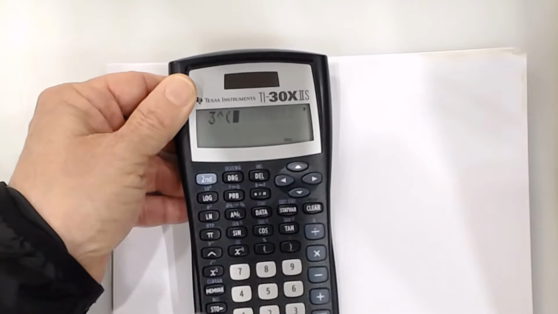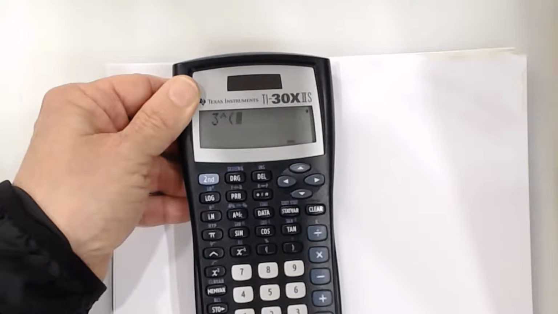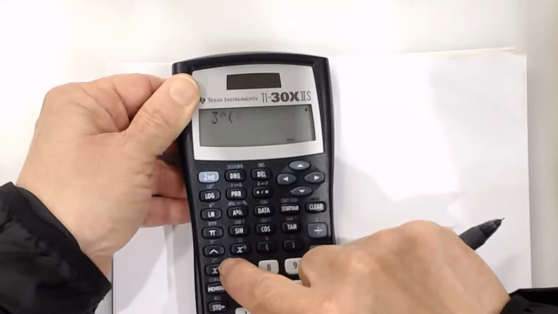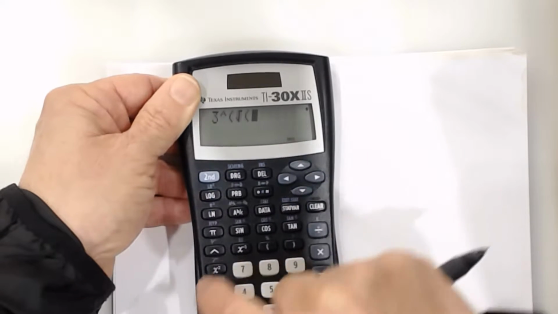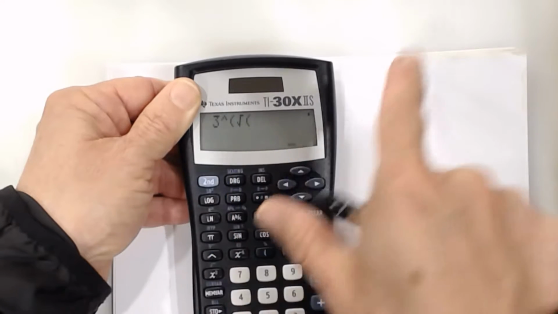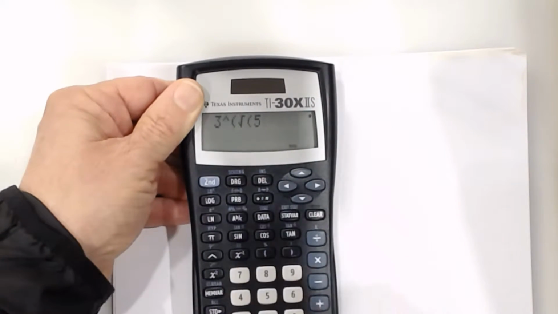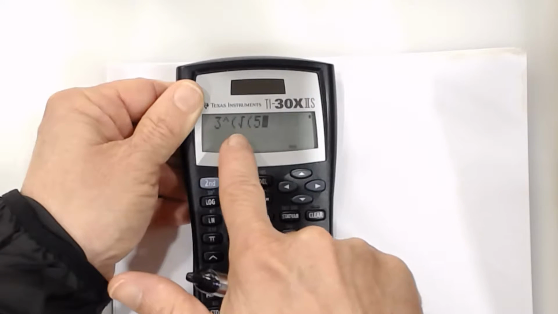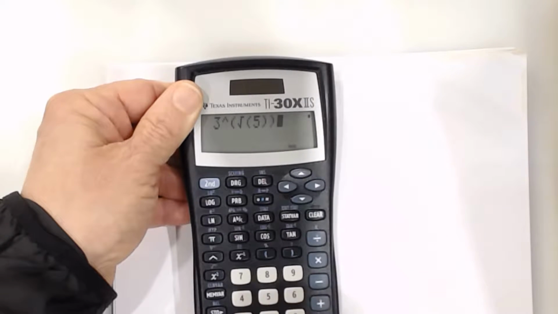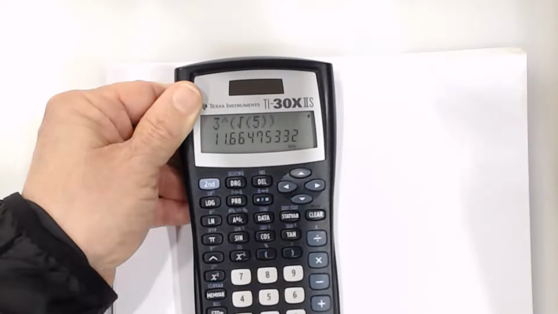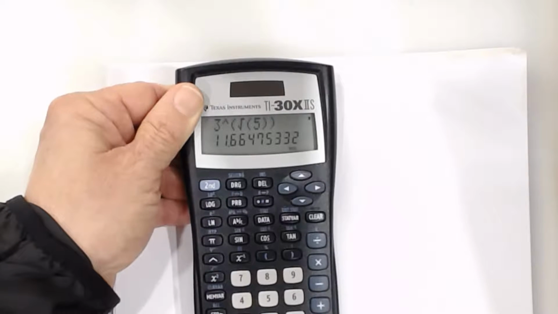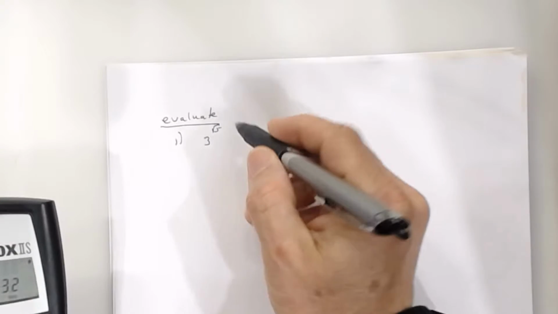How do I get the square root of 5 in here? You see the square root is right above the x squared. So second x squared gives you that square root. And I'm taking the square root of what number? 5. Now be careful. On the left of 5, you have 2 open parentheses. You've got to close them, so you say close, close, and then press enter. And to the nearest hundredth, what is it? 11.66.